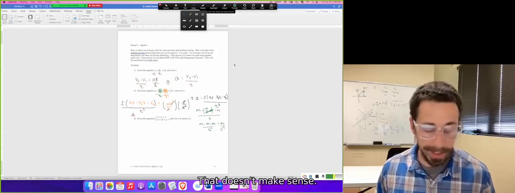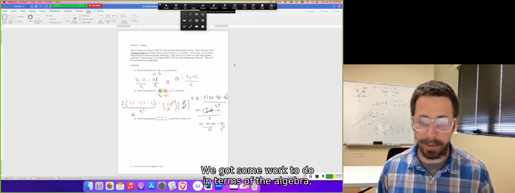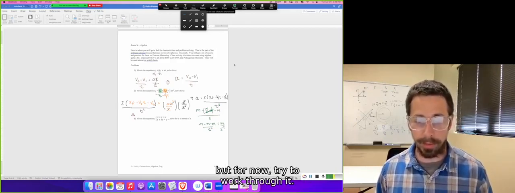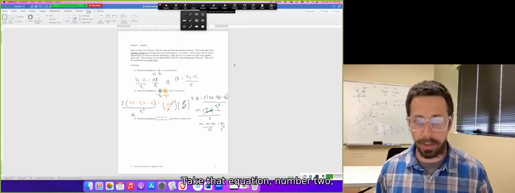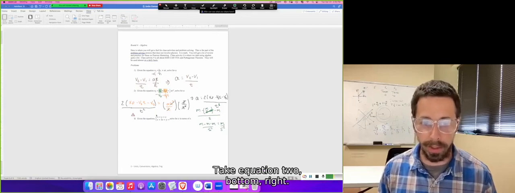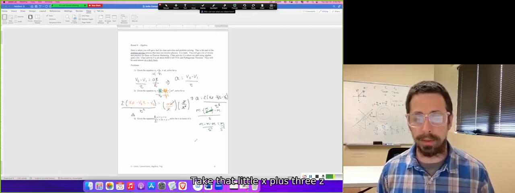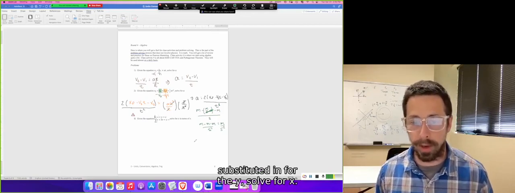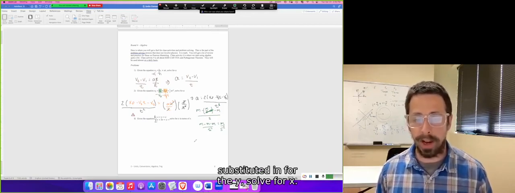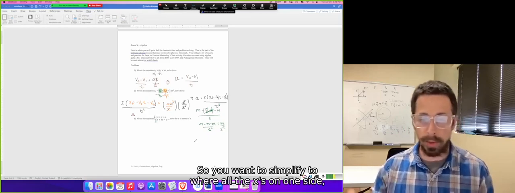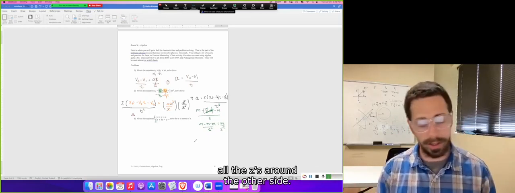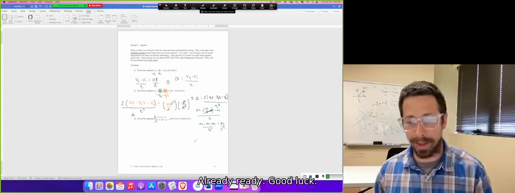All right, if that doesn't make sense, guys, we got some work to do in terms of the algebra, but for now, try to work through it. Take that equation, number 2, I'll write that right there. Take equation 2, bottom, right? Take that little x plus 3z, substitute it in for the y, solve for x. So you want to simplify to where all the x's are on one side, all the z's are on the other side. All right, everybody, good luck.